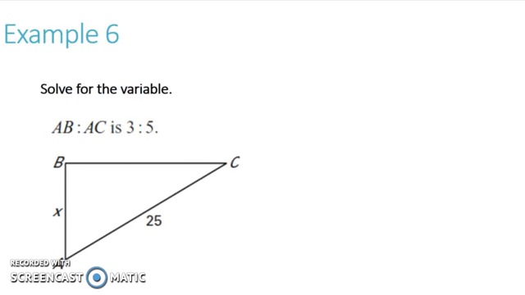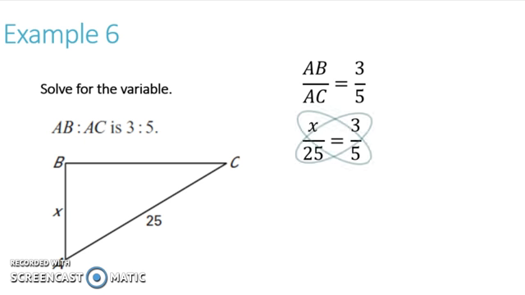Our final example here is a triangle. It gives us a ratio, 3 to 5. And it tells us AB is to AC as 3 is to 5. So we can actually write a proportion this way. AB over AC equals, because is means equals, 3 over 5. Well, we can fill in AB. AB is really x. And we know that AC is really 25. So we can say x over 25 equals 3 over 5. And we have a proportion we can cross multiply. 5x equals 75. So x equals 15.